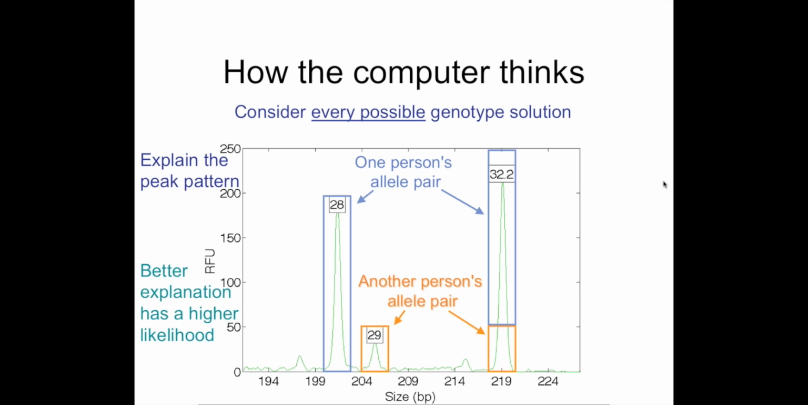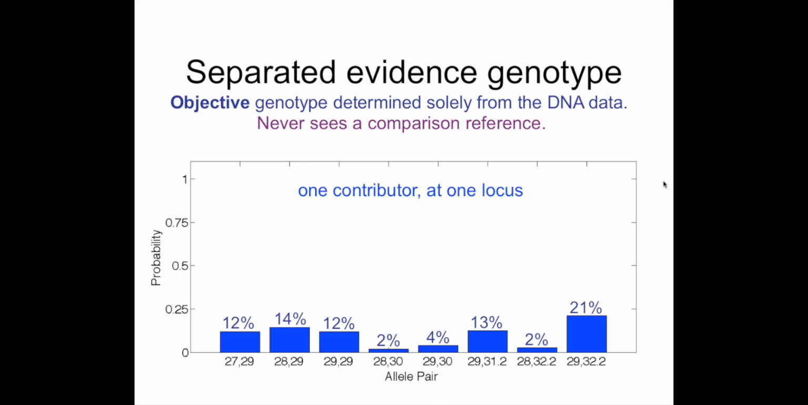An actual computer would also account for stutter and relative amplification, and when making these comparisons, you actually use the variance as worked out from the data to determine how well the pattern actually does explain this data. And the result at this locus is a separated evidence genotype into a major contributor and a minor contributor. Here I'm showing the minor contributor. This is an objective genotype determined solely from the STR data without seeing a comparison reference for this contributor.